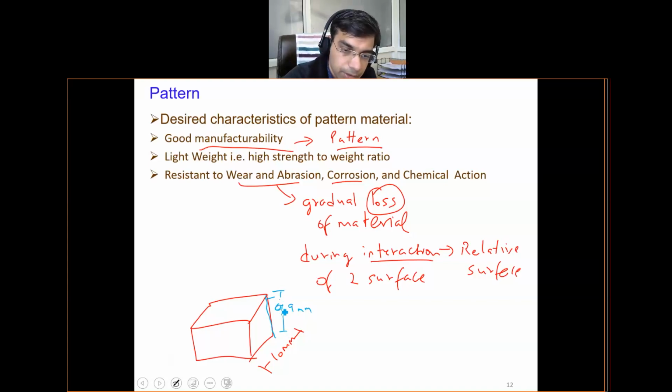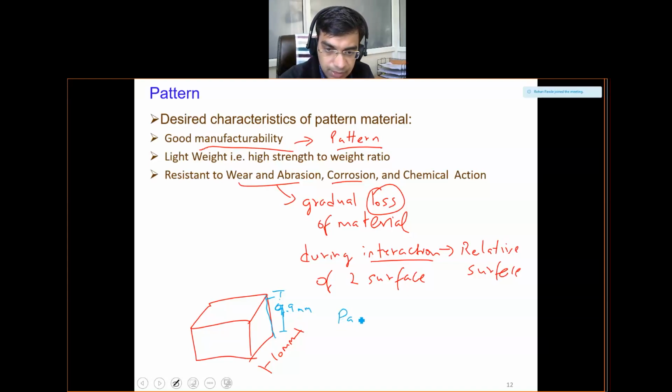Now what will happen when you cast using this distorted pattern? When you will cast the material, you will not get a perfect cube, but you will get a cube which will have one dimension different than the other dimension. This happened because the pattern material that you have selected was not very good. It underwent corrosion or wear or some chemical action, because of which the dimension of the pattern got changed, which ultimately changed the dimension of the cavity. That ultimately changed the dimension of the cast product. So everything is linked.